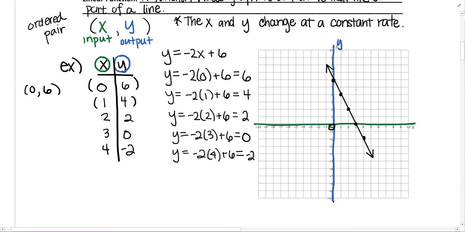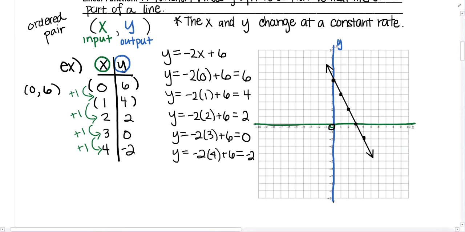Okay, so let's go back to this idea that I said where x and y change at a constant rate. So let's see, how does the x change? So I have 0, 1, 2, 3, 4. I deliberately made it so I'm going up by 1 each time. I didn't just pick random points. When you pick numbers like this, we're testing to see if the y is constant. So as the x goes up by 1, hopefully the y is doing the same thing each time. It's changing at a constant rate.